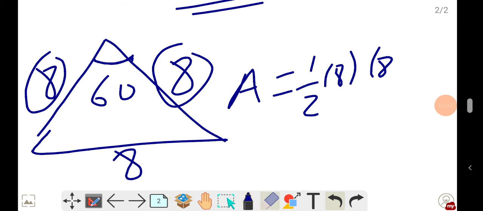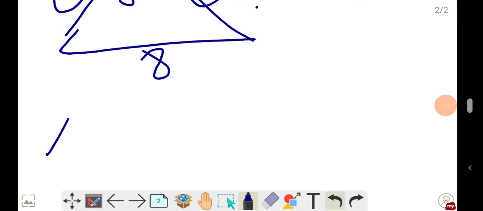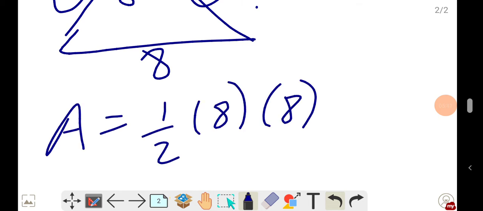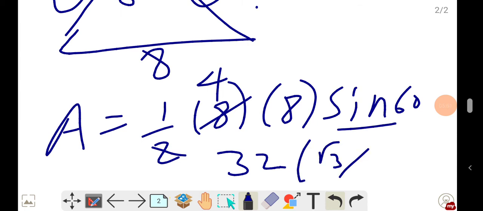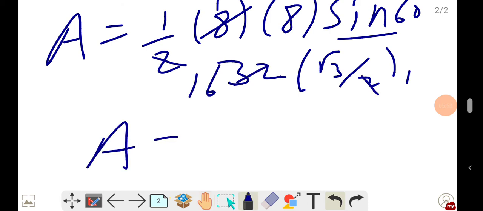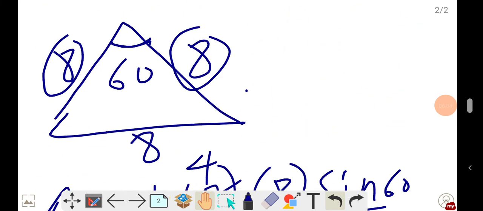Let me write it down to make it clear. The area will be half times 8 times 8, then sine 60. So I can simplify. This will be 4 times 8, 32, times sine 60, which is radical 3 over 2. Mostly used. And dividing 32 by 2, we get 16. So the area will be 16 root 3 units square. This is the second possibility.